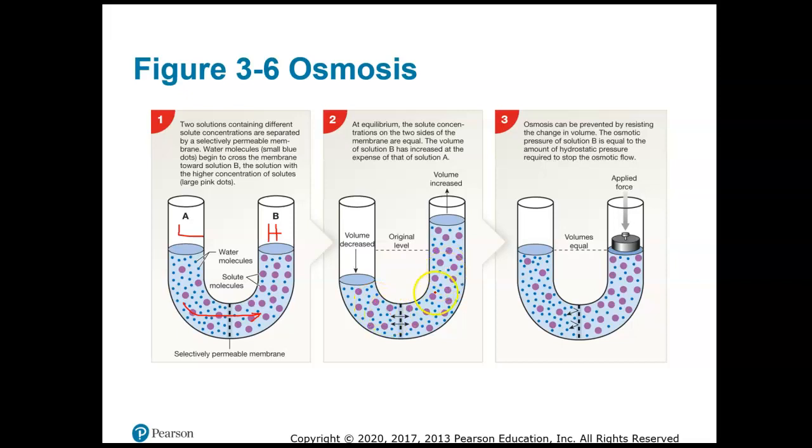And you're not counting the solute molecules, you're looking at the concentration. So they're about the same concentration on side A as they are on side B now. They're about the same distance apart from each other. So we have a similar concentration of solute molecules on each side, so now the water level is going to even out.